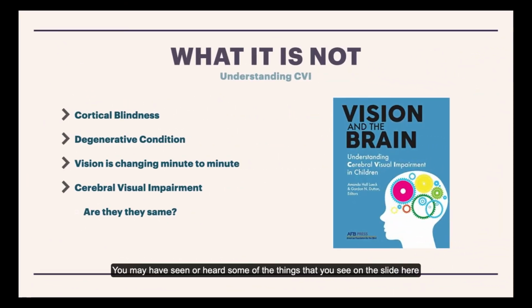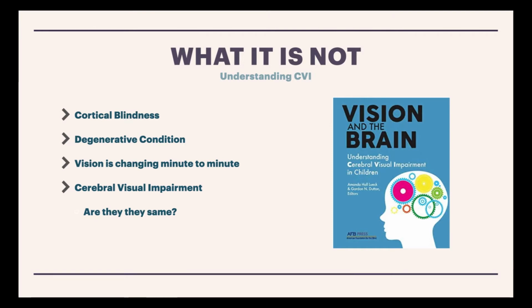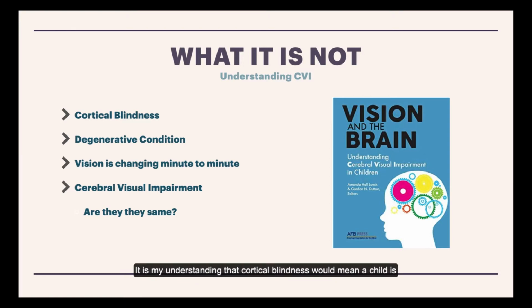You may have seen or heard some of the things that you see on the slide here today, and we need to talk about them so that we can all be on the same page. Cortical blindness. I've seen this on multiple eye reports before, and it's very confusing, especially to families. It is my understanding that cortical blindness would mean a child is totally blind, no light perception, due to damage in the brain. This is not the same as a child with a cortical visual impairment.